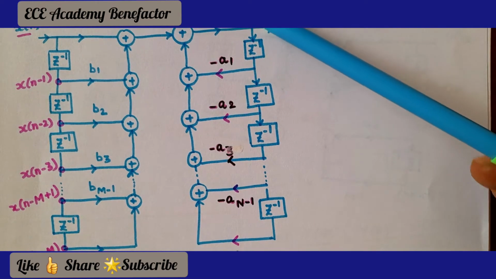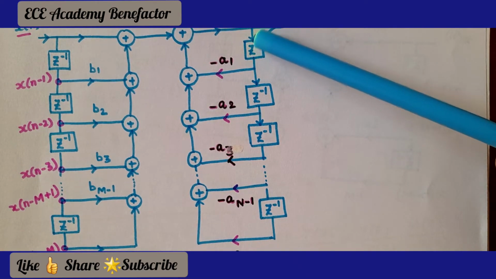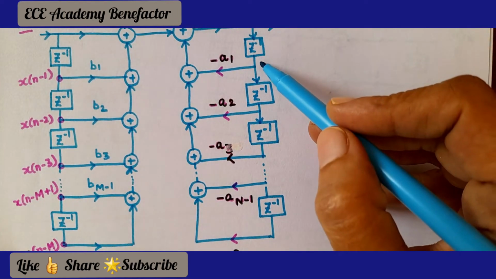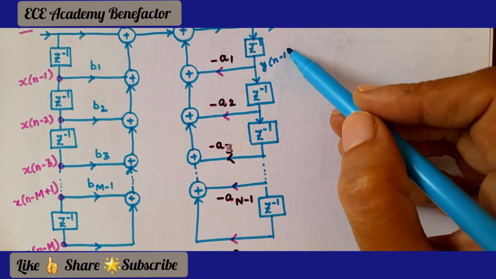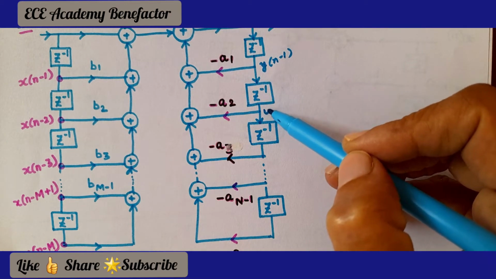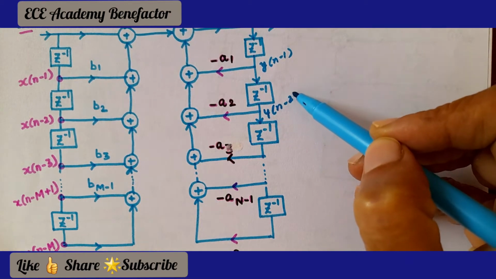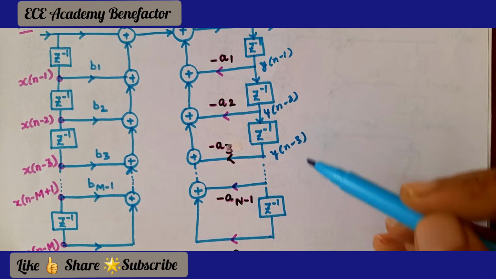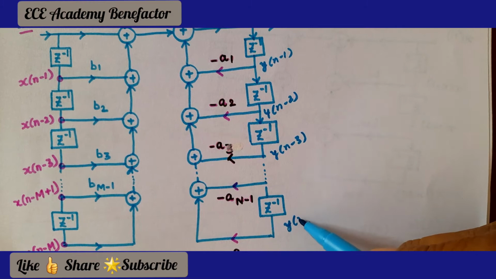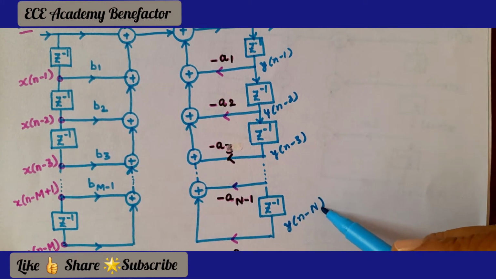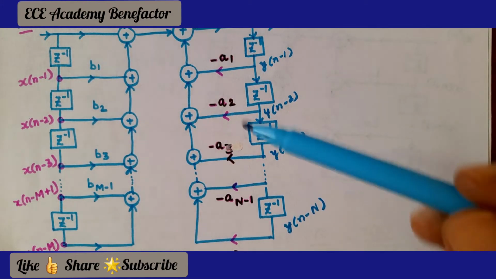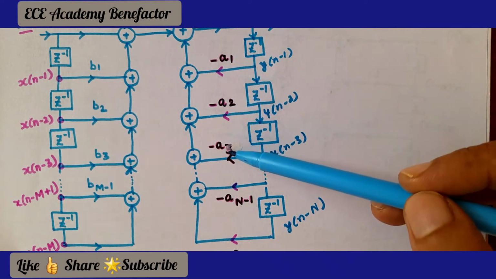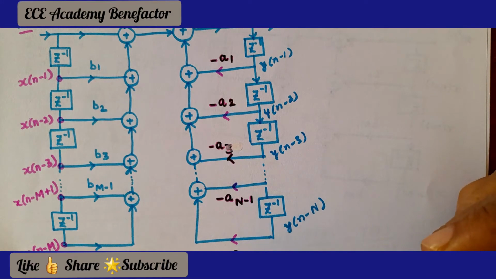And coming to y, here you have to take the delay elements. So, what will be the output of this delay element? Y of n minus 1. When it is passed through this delay element, it will be y of n minus 2. When it is passed through this, it will be y of n minus 3. And here it will be y of n minus capital N. And it's varying from 1 to capital N. So, it is taken as minus 1, minus 2, minus 3 and then minus N.